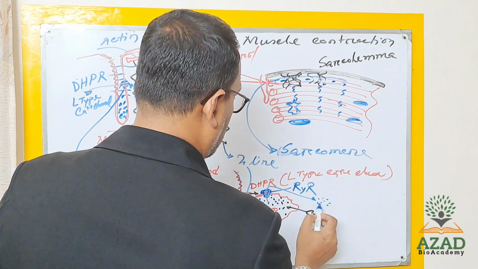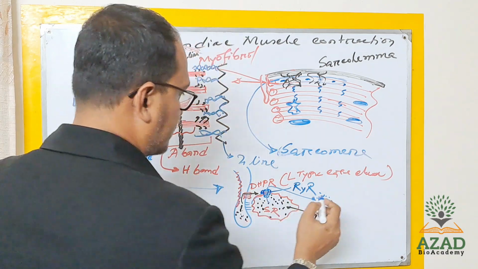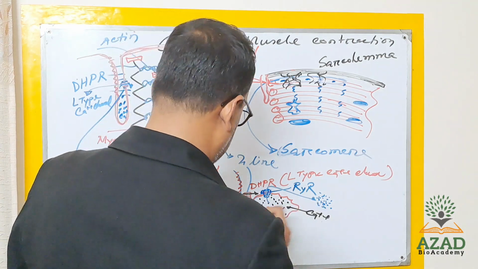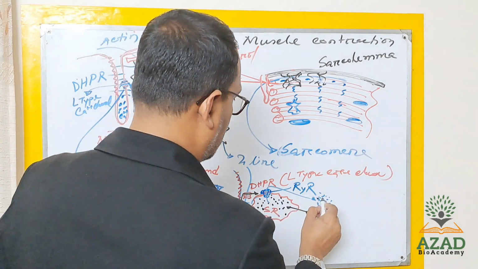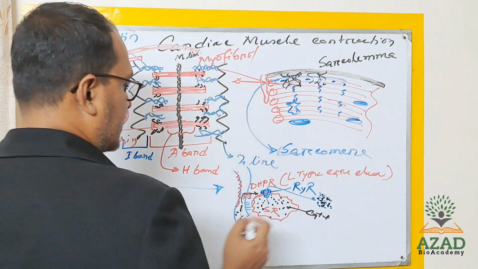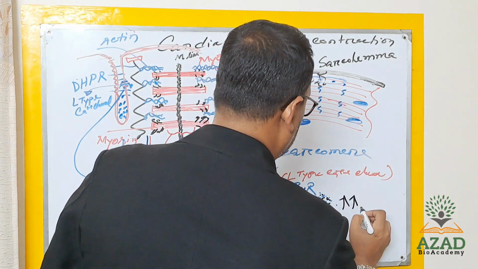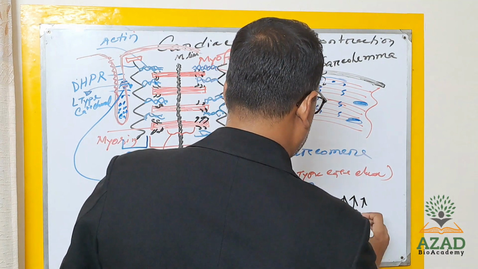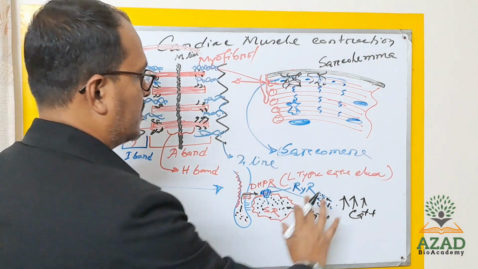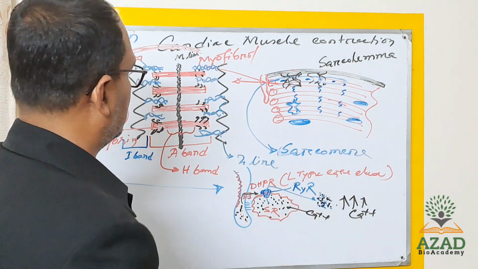Calcium will come out. This is calcium, which I already said I would draw in a different color, so that should be blood color. That means the intracellular calcium level will increase. What will happen next? The intracellular calcium level will increase, and that calcium will contribute to the contraction.